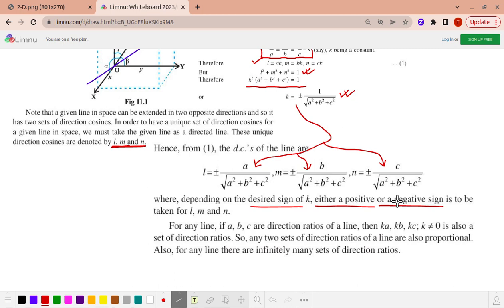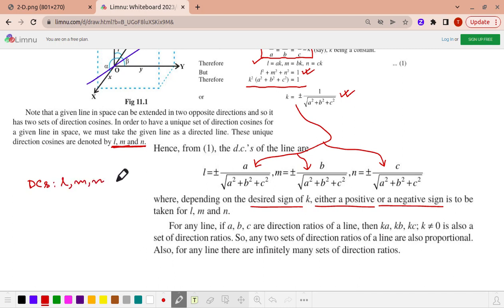In fact, it is infinite. Why? Because direction ratios and direction cosines are proportional. Only one restriction is there on direction. Suppose, let me write it here, suppose direction cosines are, what? Direction cosines we are writing l, m, n.